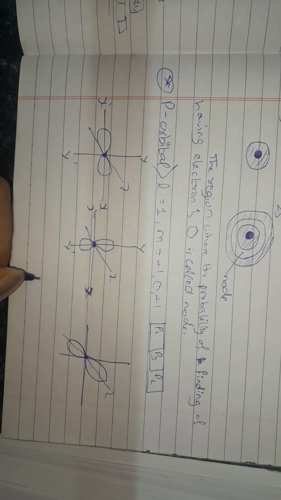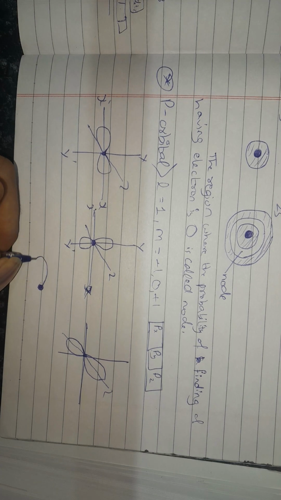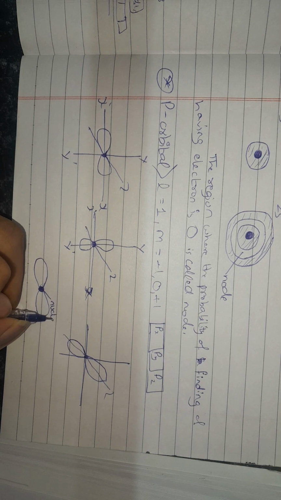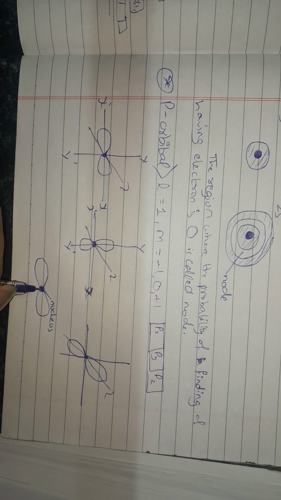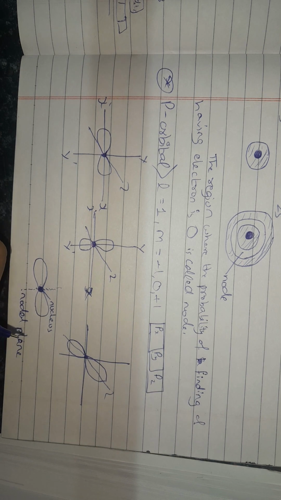So you're probably going to ask yourself, what is this called? This is the nucleus, and this is the nodal plane. What do you mean by a nodal plane? A nodal plane is a plane in which the probability of finding electrons is almost 0. Like this is the plane where the probability of finding an electron is 0. This is called the p orbital.